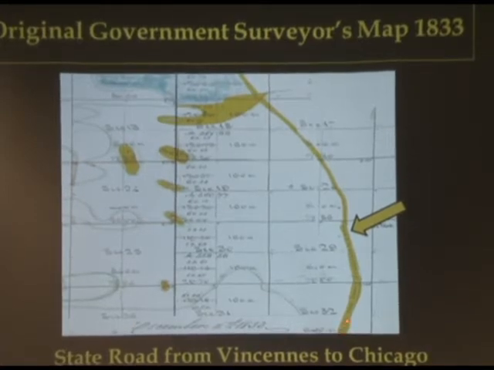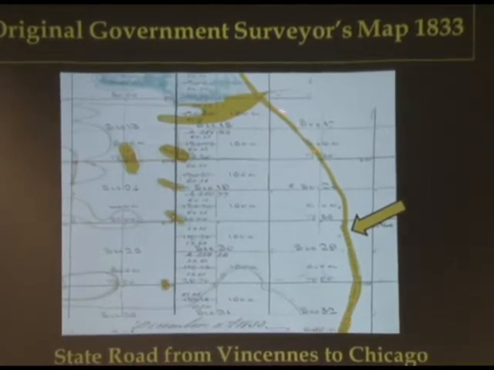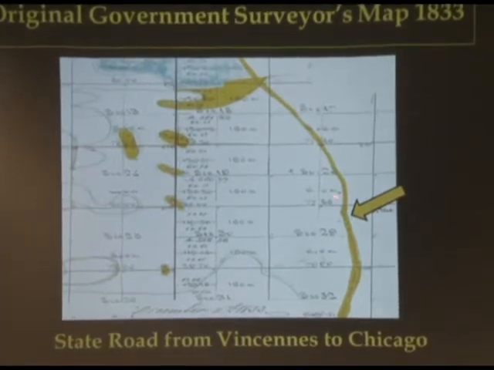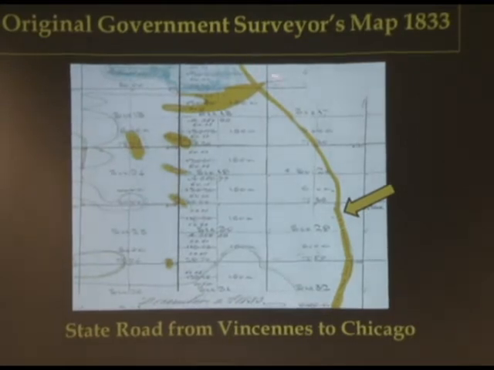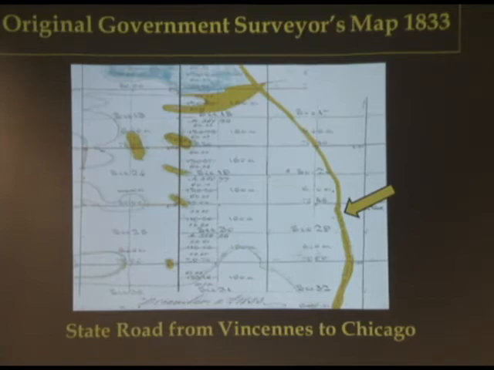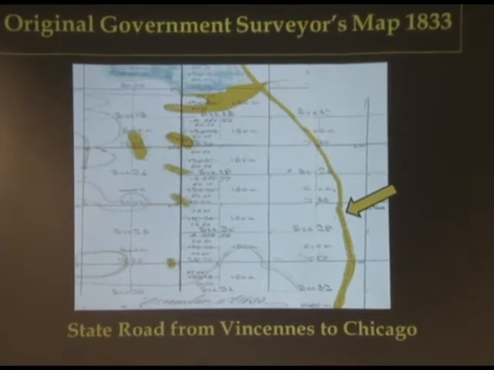Here's the other thing these old maps show you. This says State Road from Vincennes to Chicago. That's Hubbard's Trace right there, and that's probably exactly where it was. And we may actually own a square mile of this in the near future, and if we do, that'd be very interesting to have somebody get his metal detector and walk through that. No telling what you might find.